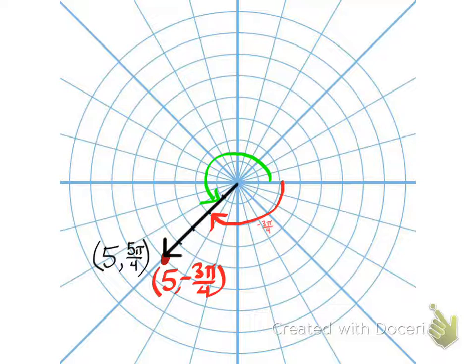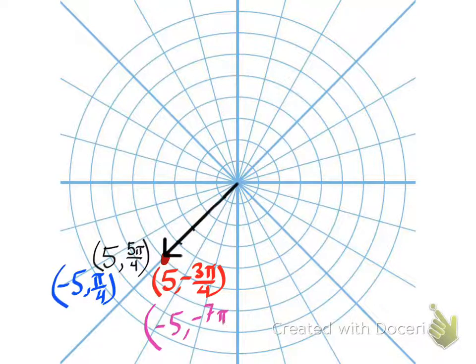Well, let me give you a couple of other coordinate pairs for that point. I'm going to erase those angles there, and that same point could have these other coordinate pairs: negative 5, pi over 4 and negative 5, negative 7 pi over 4. Those are two more coordinate pairs that name that same point down there in quadrant 3. Okay, so how does that work?